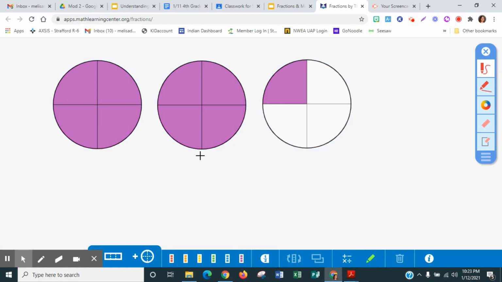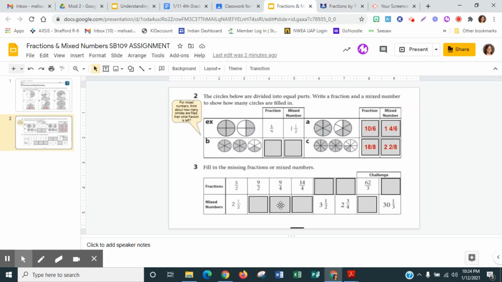So now my job is to see how many holes are filled in. This is all 4 filled in. This is all 4 filled in. So that's 2 for my big number. Then what's my fraction here? There's 1, 2, 3, 4. So 4 is on the bottom. And there's 1 filled in. So 1 is on the top. So your answer for this one would have been 2 and 1/4.